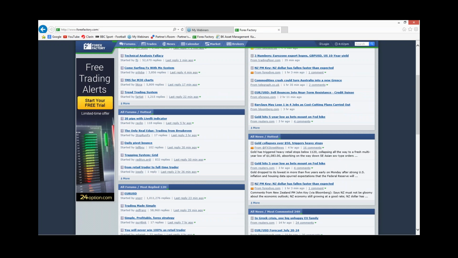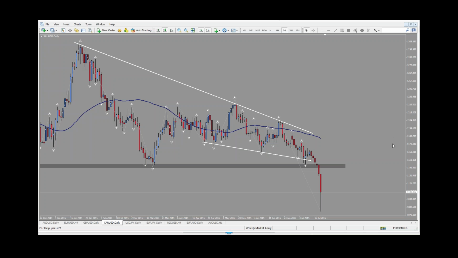Okay. This headline. See this headline here? Gold collapses over $50, triggers heavy stops. That basically means exactly what I just told you. There was a heavy build-up of orders through this region, and then it shot right down. That's basically how it happens.